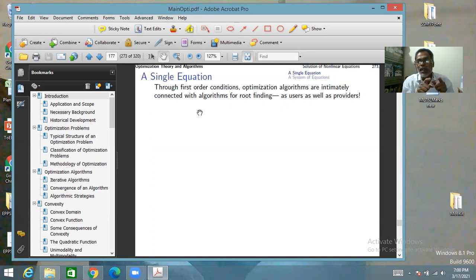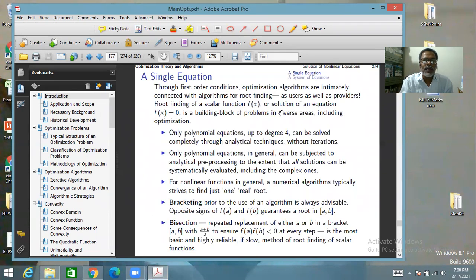And then we will see how solution of nonlinear equations also benefits from the methods of optimization that have been developed. So the two problems help each other and also get helped by each other, as users and as providers.